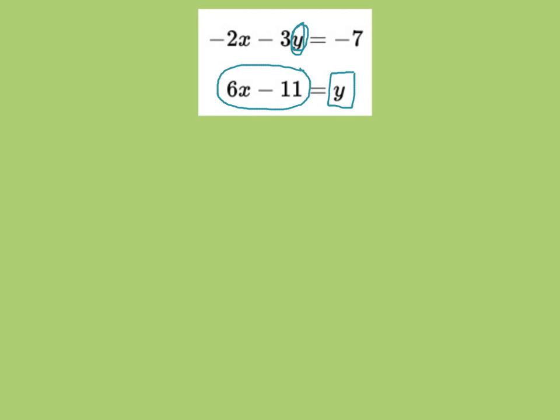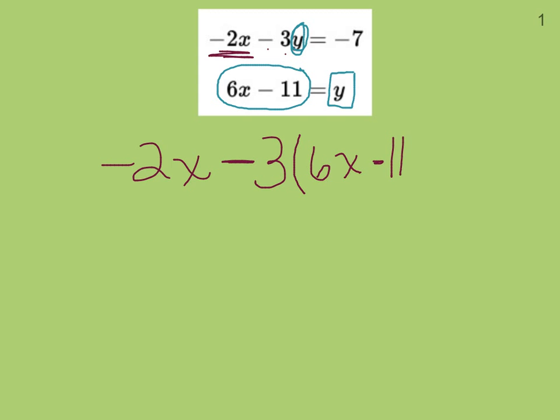So everything else stays exactly the same. This negative 2x is still negative 2x. Minus, still minus. That 3 is still a 3. But now we have to say y is 6x minus 11. And we have to put that in parentheses because it's the whole thing, 6x minus 11. Parentheses are just a way of grouping them together so we know it's the whole thing. And then we still have equals negative 7, so we say equals negative 7.